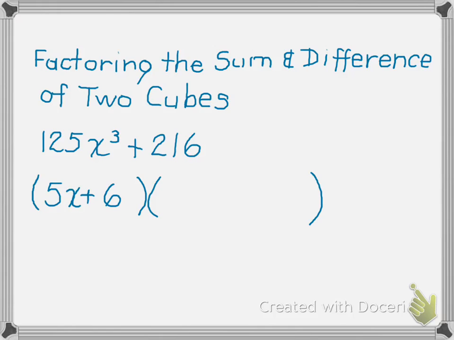So that's how we get the contents of the first set of parentheses. We cube root each of the two terms. And we always put the same sign in the first set of parentheses that we have in the original binomial.